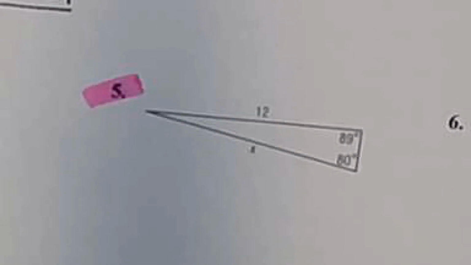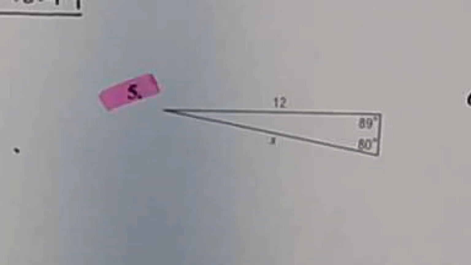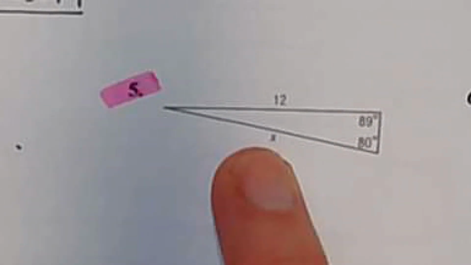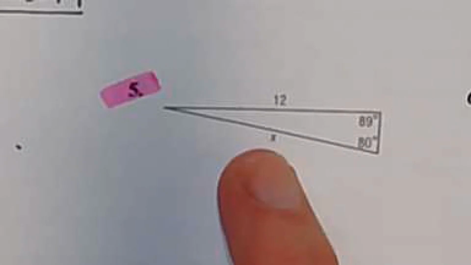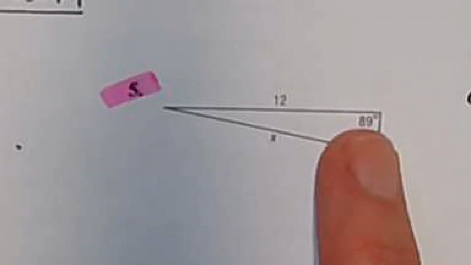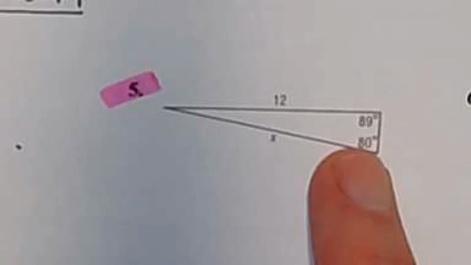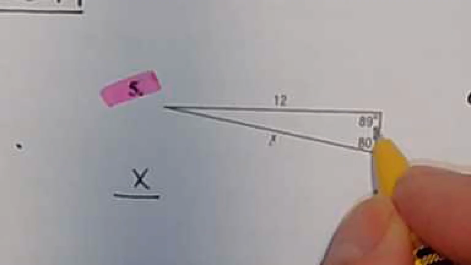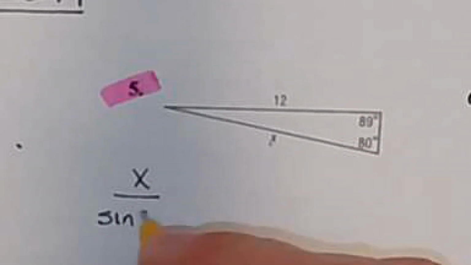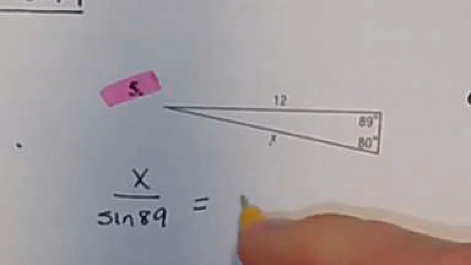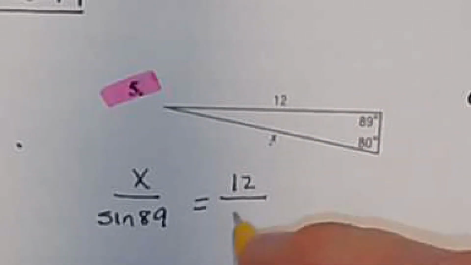And the last example for this page on the law of sines is going to be problem number 5. Now in this problem, I'm looking for this side. Keep in mind, it's not a hypotenuse because these angles are not 90 degrees. This one's 89 up here, and this one here is 80. So I'm looking for x. X over the opposite angle is 89. So the sine of 89 is equal to this side, which is 12, over the sine of 80.